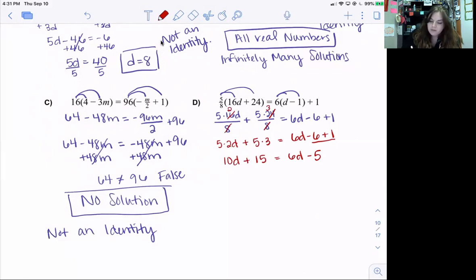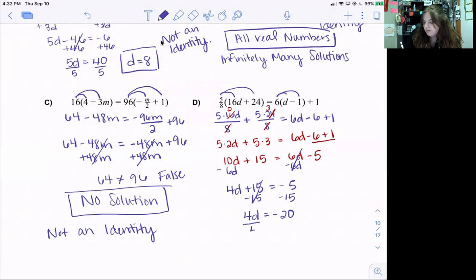So now I'm going to go ahead and switch back to blue. So I'm going to move our variable to the left-hand side by subtracting 6D. So we have 4D plus 15 equals negative 5. Subtract 15 on both sides. So 4D equals negative 20. Then to get D by itself, we're going to divide by 4. So D equals negative 5. Since we have one solution, that means it's not an identity.